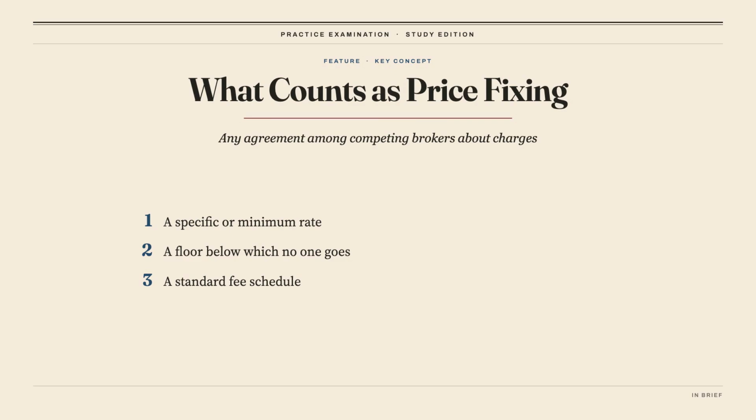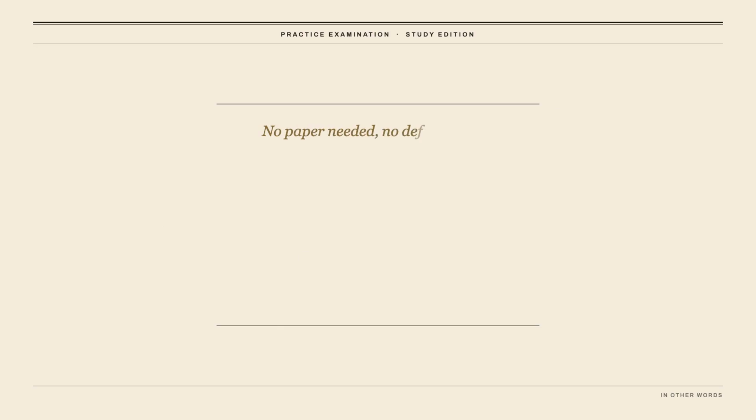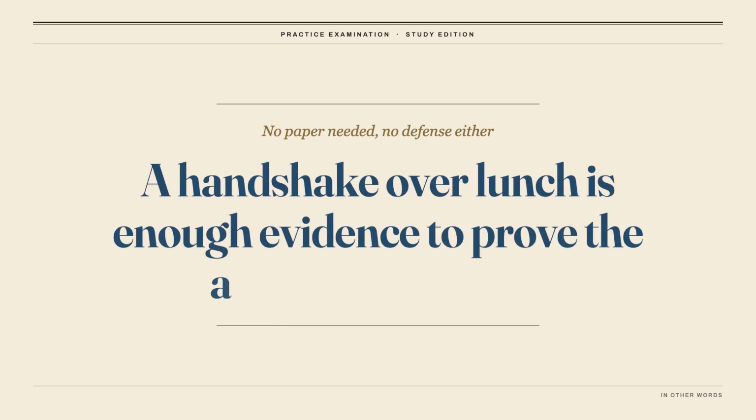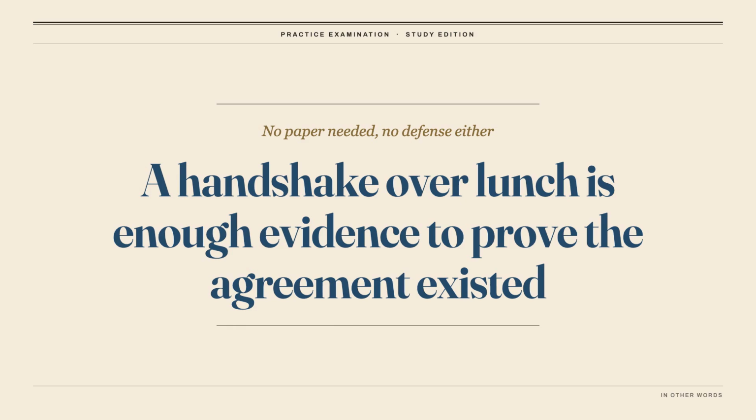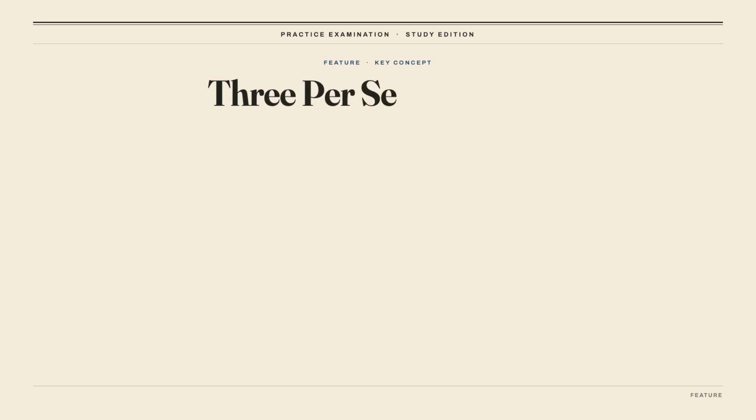The violation happens the moment the agreement is made, even at an informal lunch, before a single listing is ever taken. Nothing about this needs to be formal. No signed document, no meeting minutes are required, since an informal understanding reached in conversation counts as an agreement, and the casual setting is never a defense.